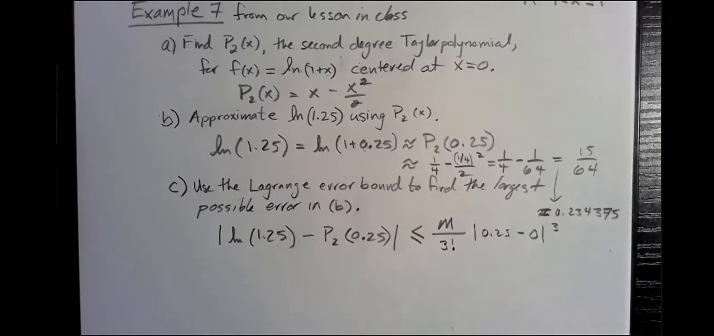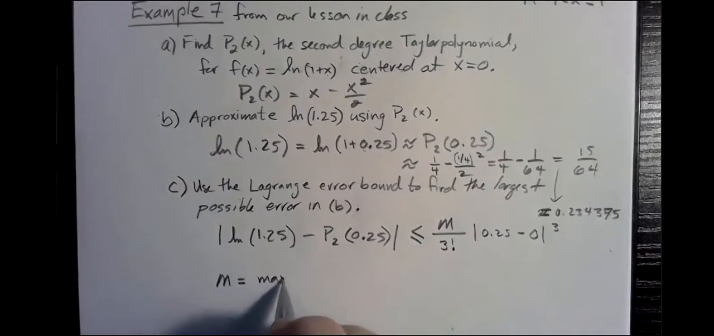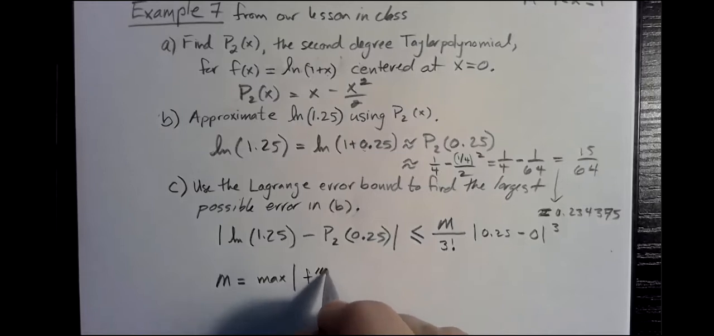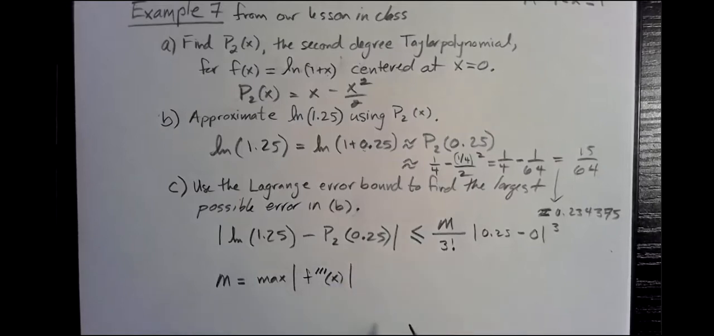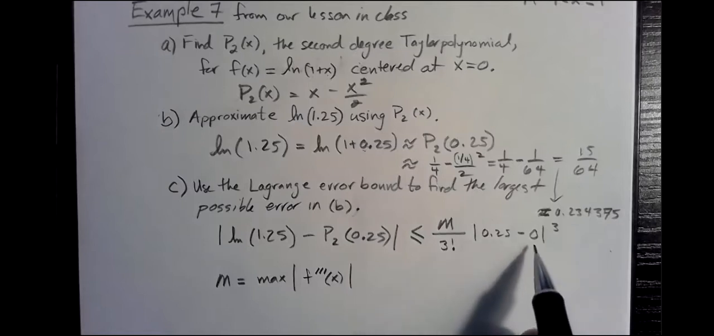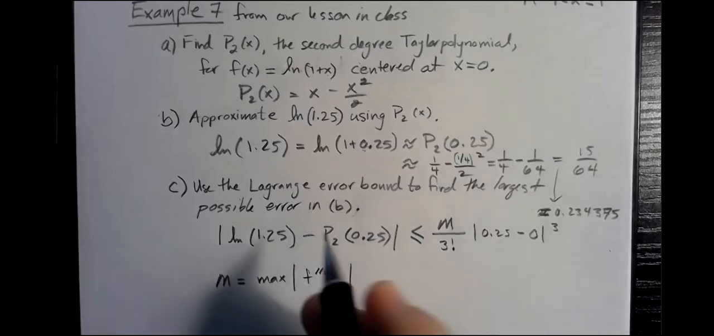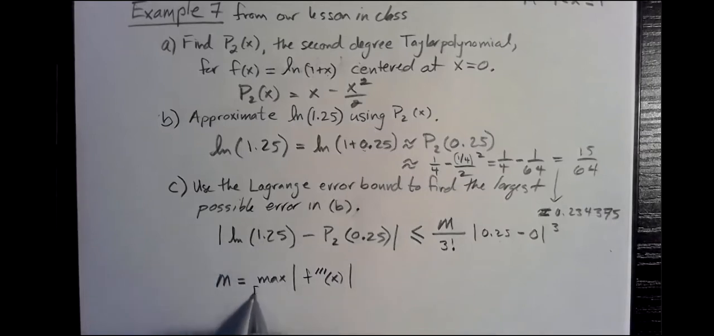Well, now we've got to come back to our M. We defined M to be the maximum value, or the maximum absolute value, of, in this case, the third derivative, right? 3 is degree 3, so we've got our third derivative of f of x on the interval between a and c. In this case, a is 0.25 and c is 0, and so I'm going to represent that using the closed interval 0, comma 0.25. And I'll just write that underneath the max so it can kind of hold on to it there.